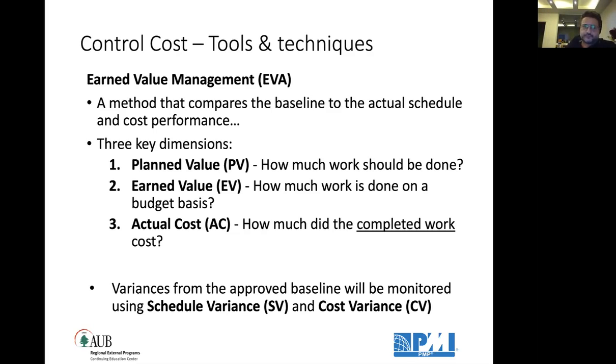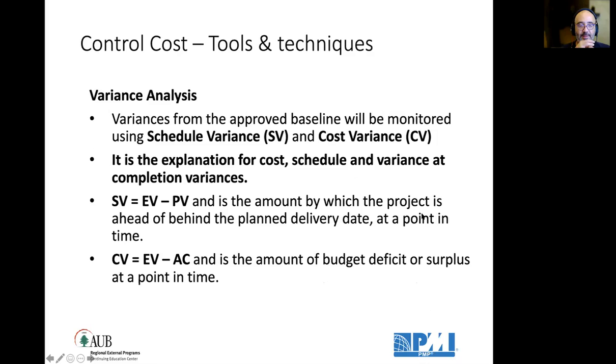Okay. So variances now from the approved baseline will be monitored using what we call schedule variance, expressed in dollar amount, which gives us whether there is a delay. And the cost variance, expressed in dollar amount, which tells us whether there is a budget overrun or not. So the variance analysis here is what? It is the explanation for cost, schedule and variance at completion variances also.